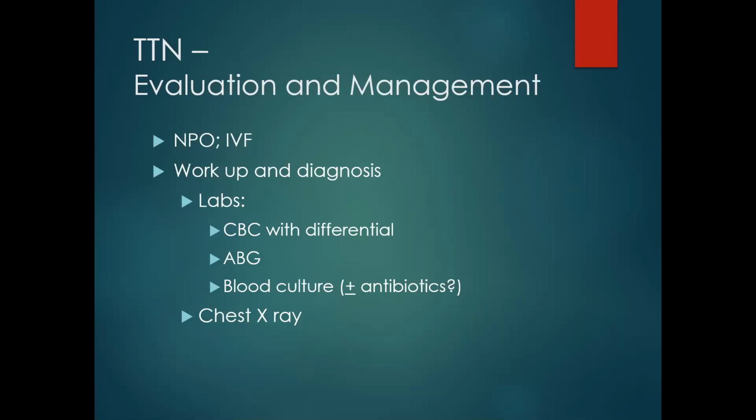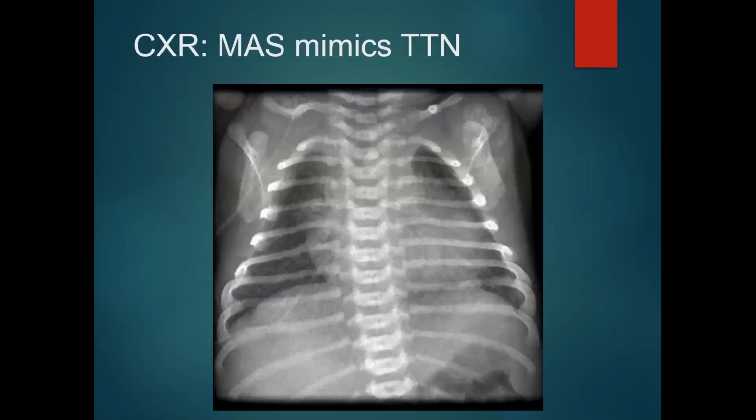We hold off on antibiotics because we don't want to give too much antibiotics unnecessarily to babies. And of course, we look at the chest X-ray to rule out all the other differential diagnoses. This is a classic picture of a TTN baby. If you notice, there's some perihilar streaks coming from the hilum towards the periphery, okay?